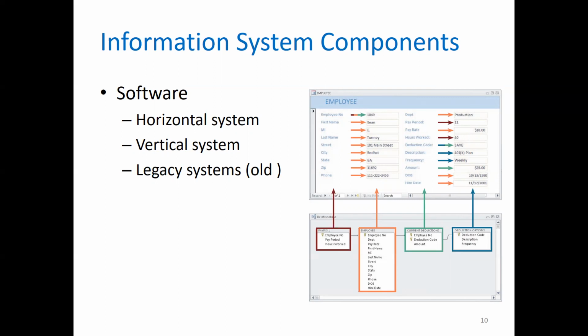A vertical system is designed to meet the unique requirements of a specific business or industry. Example, software designed for a medical practitioner or software designed for a web-based retailer. So vertical systems are supposed to meet the unique requirements of an organization.